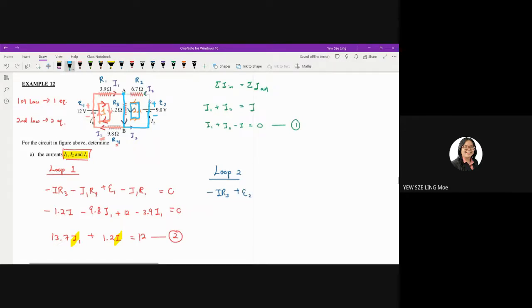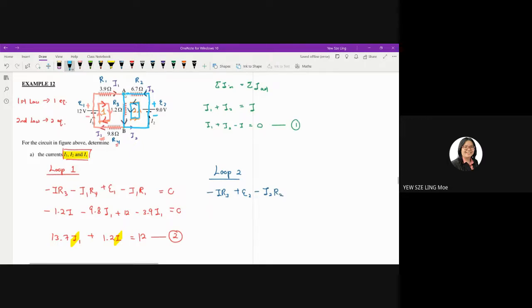And now it keeps moving until it goes back to point A. But before that, it passes through R2. As it passes through R2, it should experience a potential drop. You look at the directions of current and the directions of the loop. Both of them are heading towards the same direction. Therefore, we will stick to the negative value. Same direction, stick to the drops, negative. So negative I2 R2.